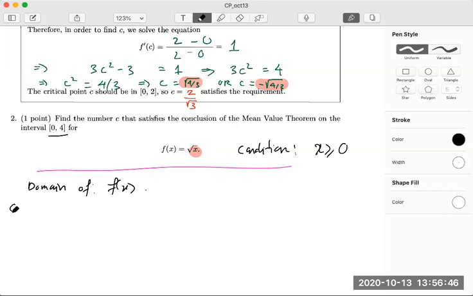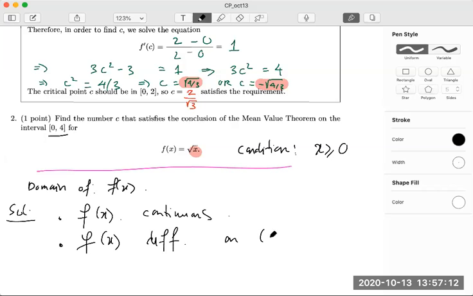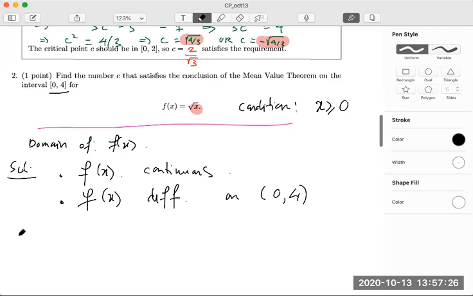And we know that this rational function is continuous on the domain. Okay? And therefore it is continuous. That is the first condition. Second, it is differentiable on the interval from 0 to 4, right? That is the property of a rational function, okay? Satisfying these two conditions, therefore, we have the conclusion from the mean value theorem.